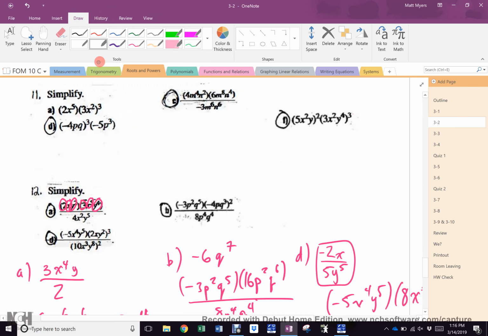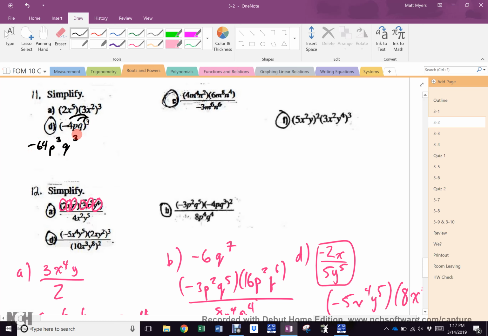So, if none of this were here, what is the base there? Negative 4pq, because they've been grouped together. And negative 4pq is cubed. So that means negative 4 is cubed, right? That 3 goes to everywhere, just like in your notes. Your notes tell you how to do the work. Negative 4 cubed is negative 4 times negative 4 times negative 4, which is negative 64. P cubed is p cubed. Q cubed is q cubed.